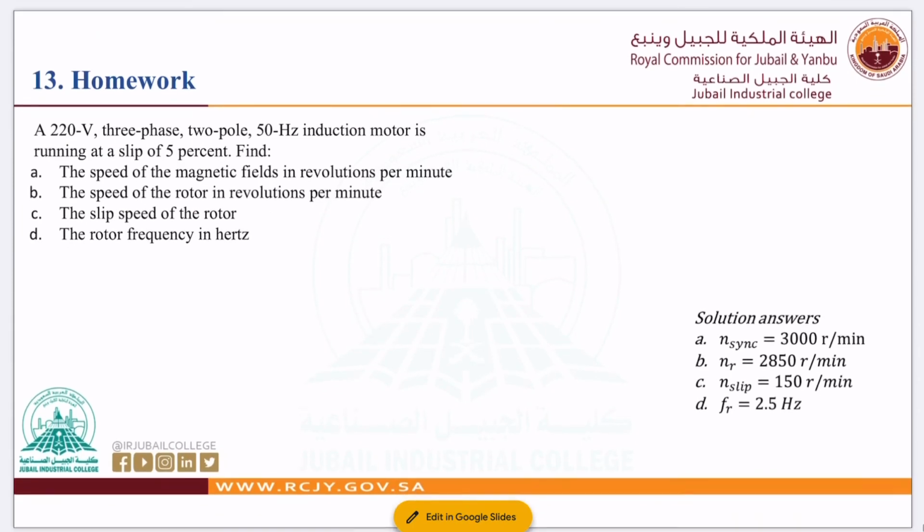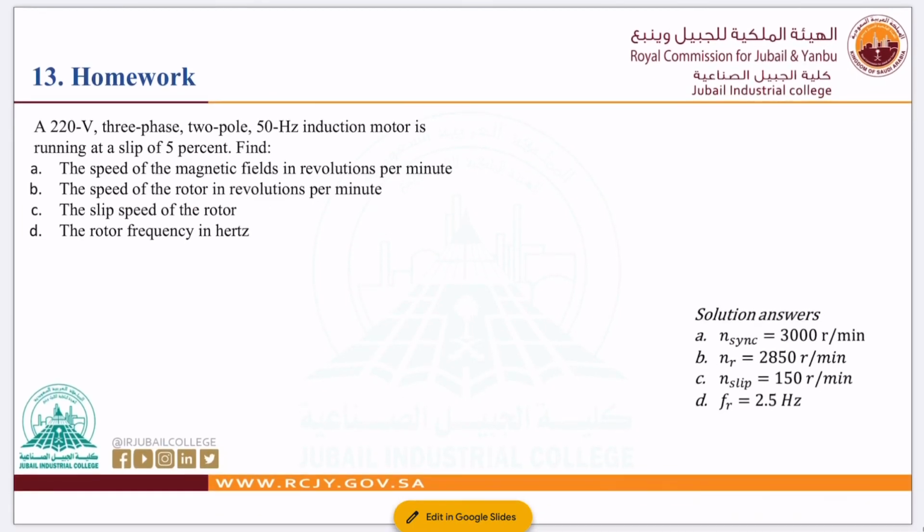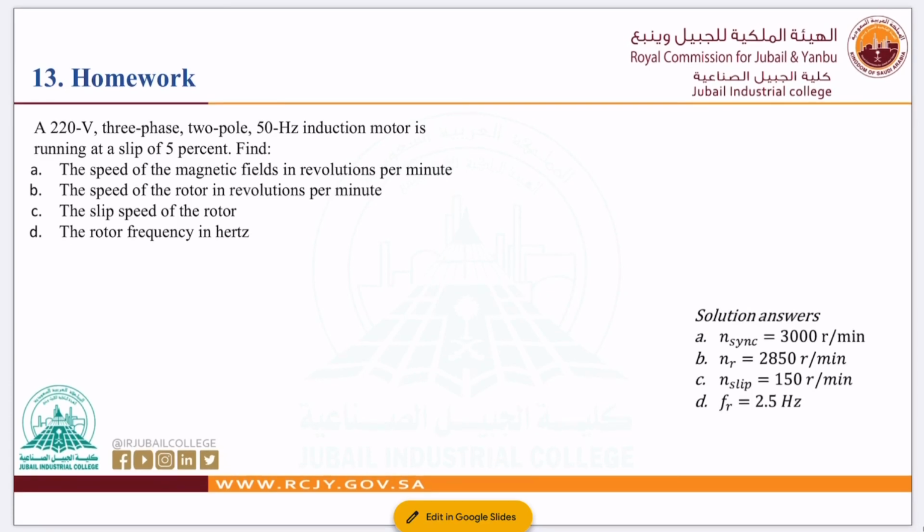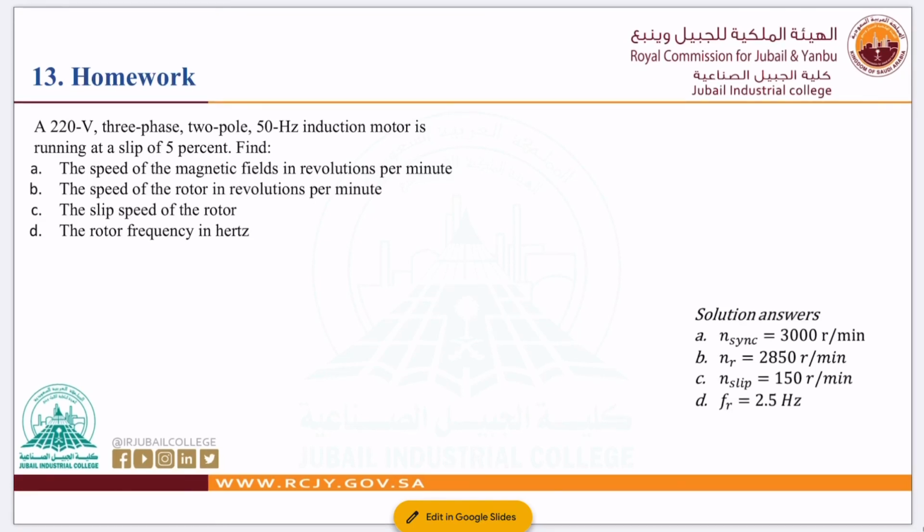Now for the homework, we have a 220 volt, 3-phase, 2-pole, 50 hertz induction motor running at a slip of 5%. Find the speed of the magnetic field in revolutions per minute. Find the speed of the rotor in revolutions per minute. Find the slip speed of the rotor, and find the rotor frequency in hertz. This is a very easy example. Please try to find the answer.